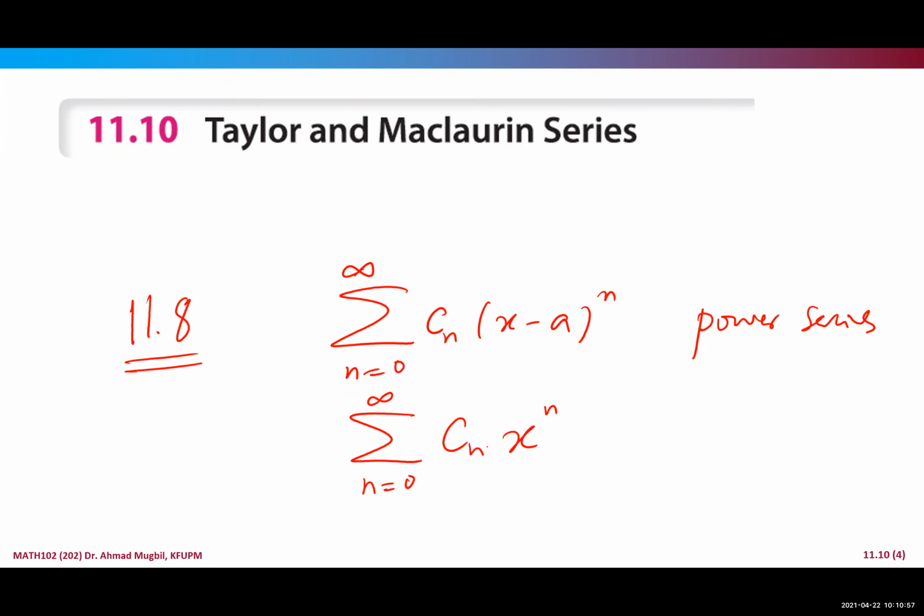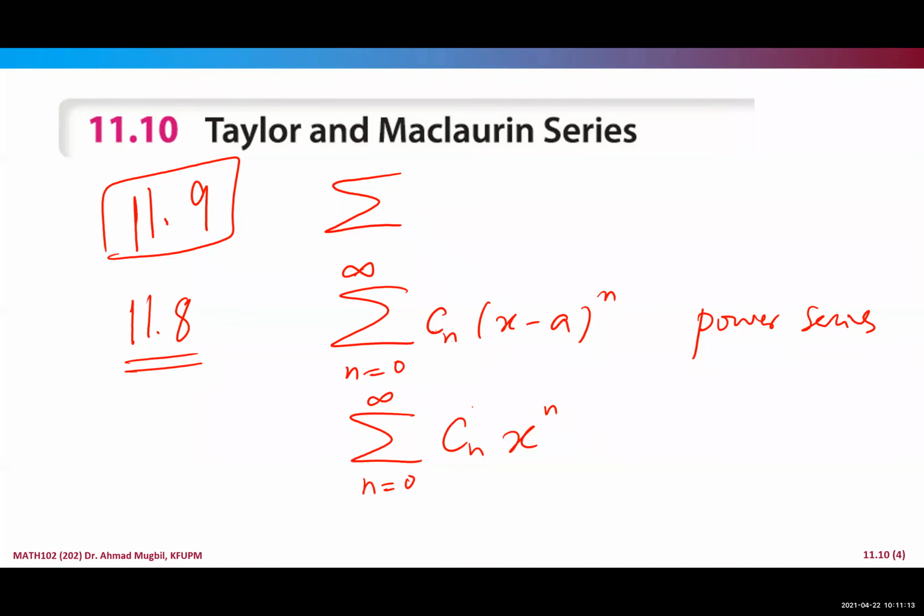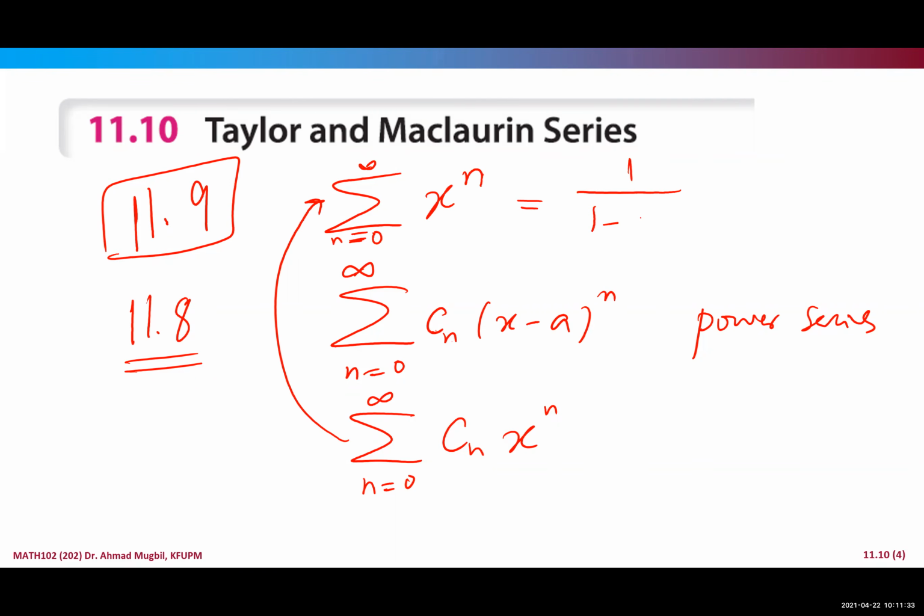So what we have done in 11.8 and 11.9, mainly, not everything. In 11.9, we found that this is specific to when Cn is 1 and A is 0. When we have x to the power n, where n starts from 0 to infinity, we found that this equals what? This is a convergent geometric series, and it equals 1 over 1 minus x.